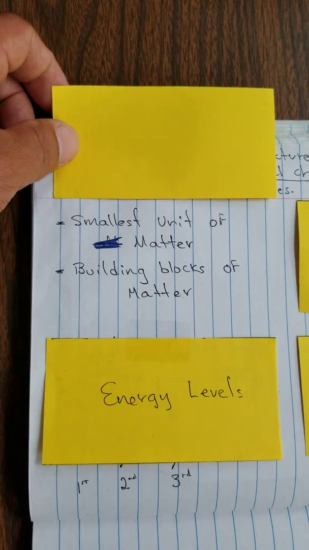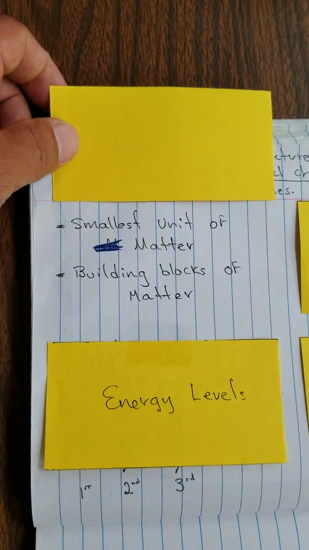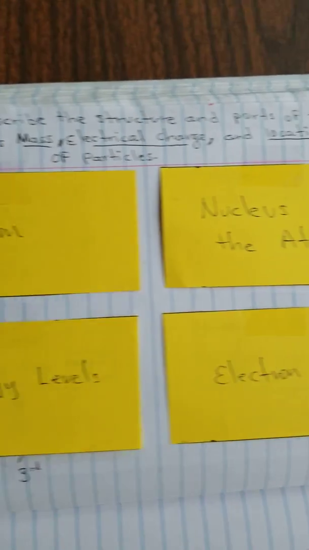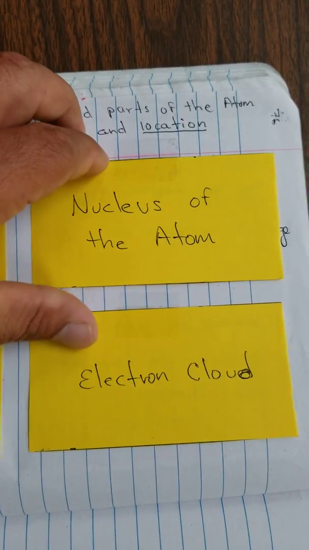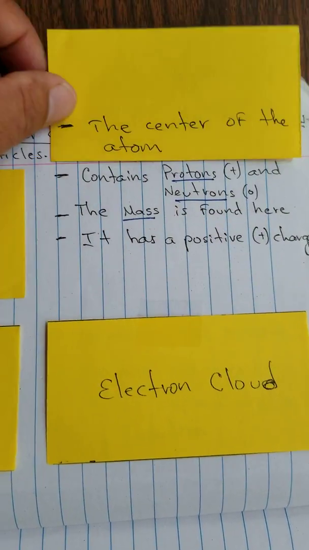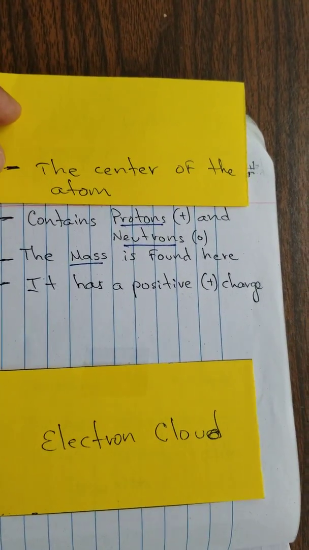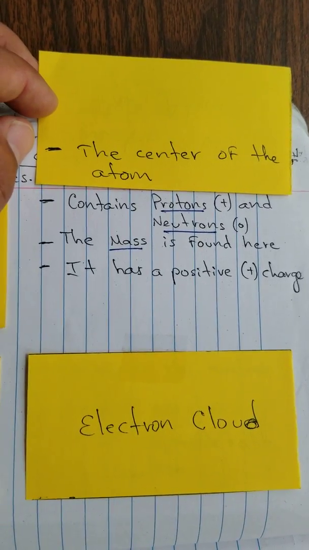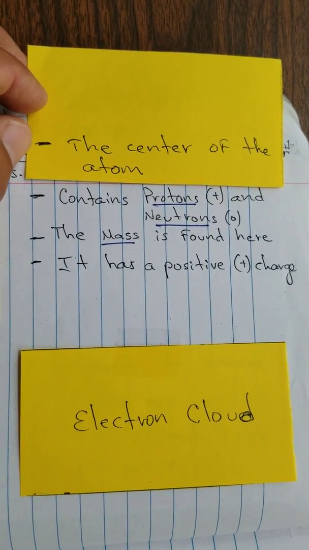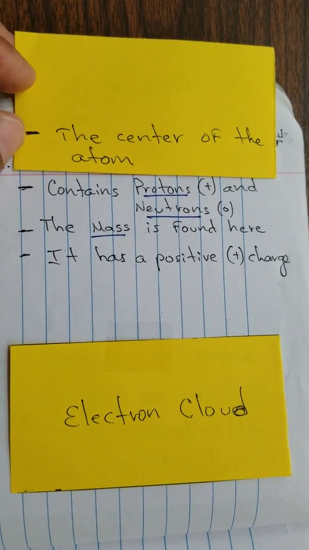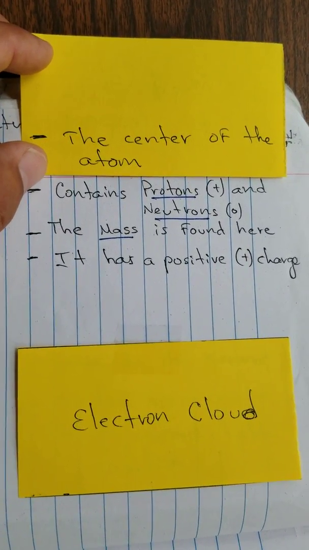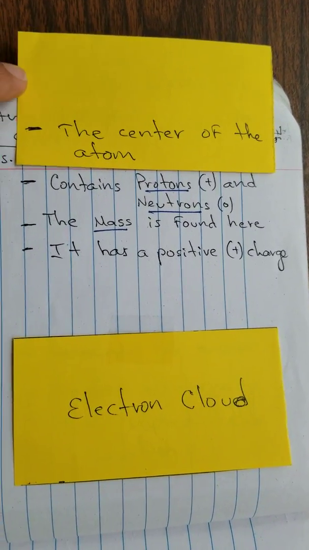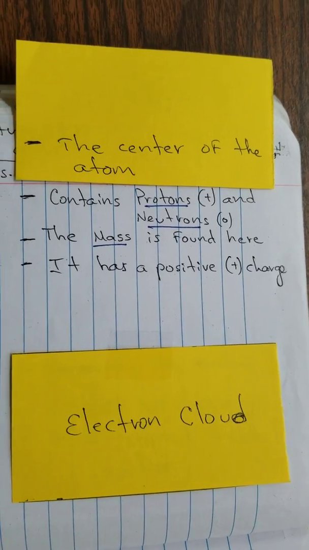This is the smallest unit of matter, also the building blocks of matter. They say one or the other for them. Okay, we are going to look at the nucleus of the atom. The nucleus of the atom is the center of the atom. It contains protons and neutrons. The mass of the atom is found here, and it also has a positive charge, right? Since the nucleus of the atom only has a positive type of particles, well, then we consider the nucleus to have a positive charge.